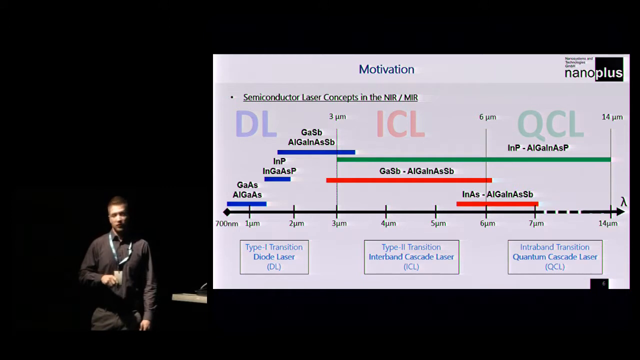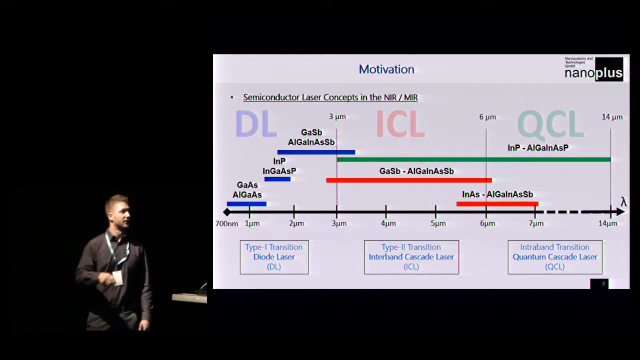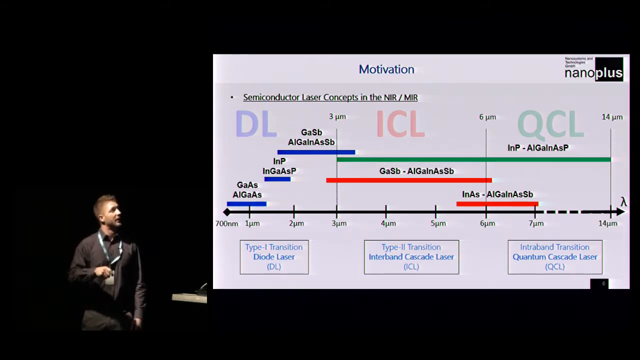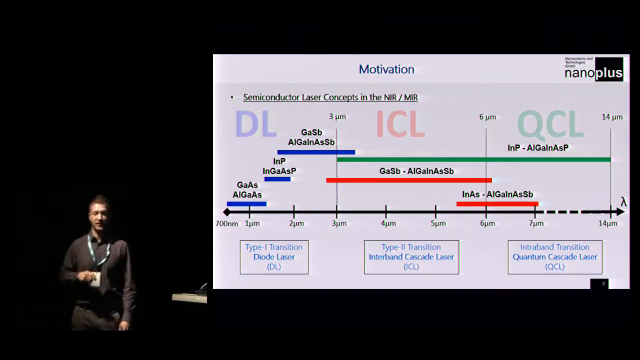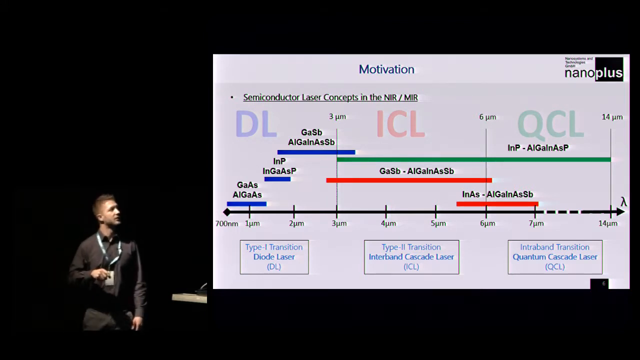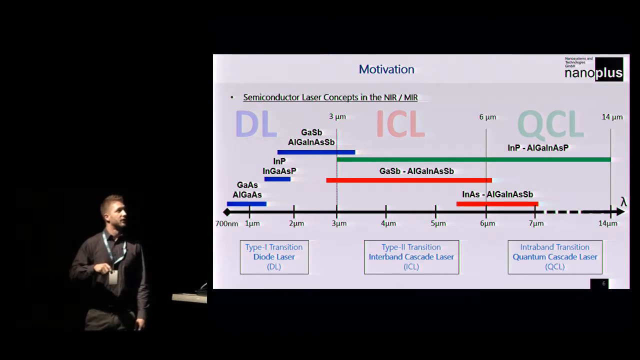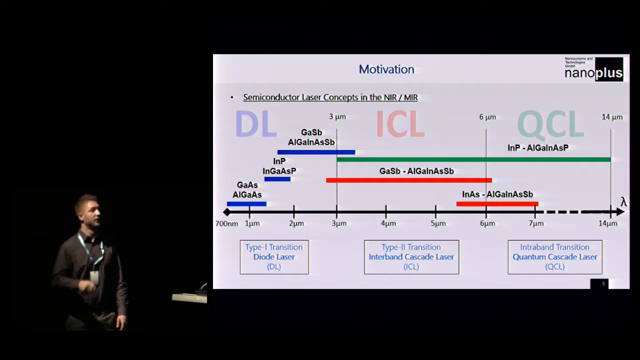Now to introduce the ICL concept and where it fits into the spectrum, I made a slide with the semiconductor laser concepts that exist in the near-infrared and mid-infrared region. So here, starting from the visible up to 3 microns, as we all know, there are 3 basic substrates where you can grow lasers on.